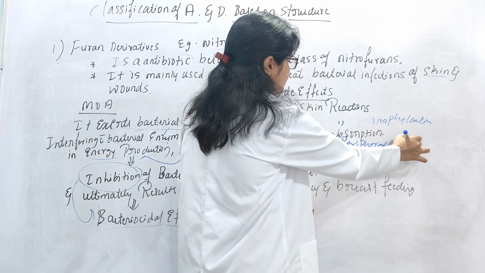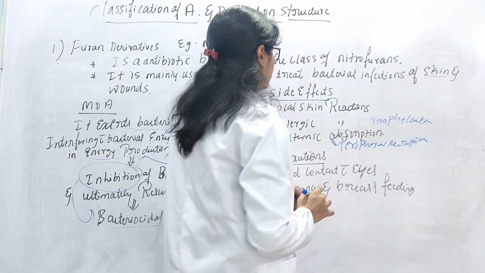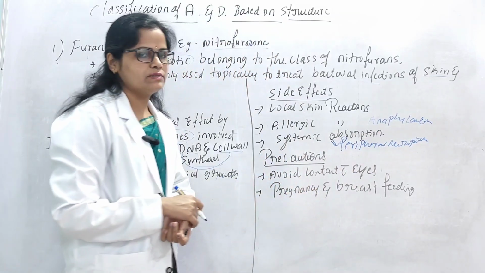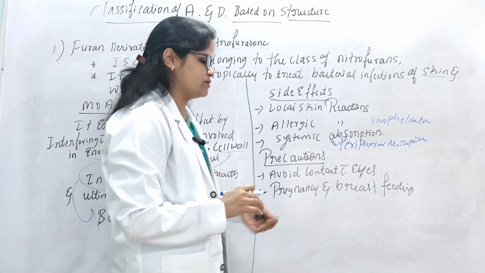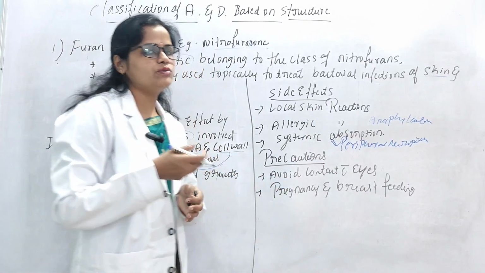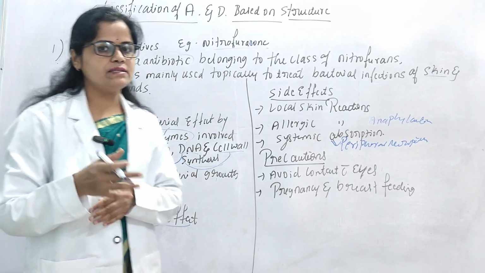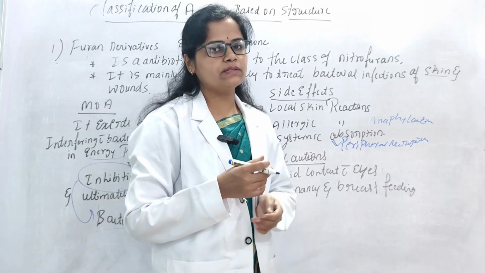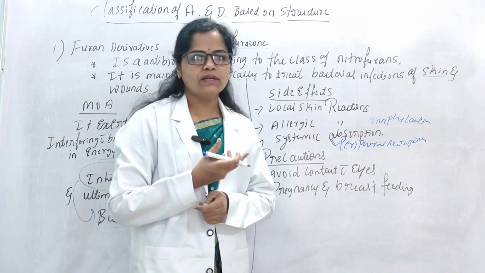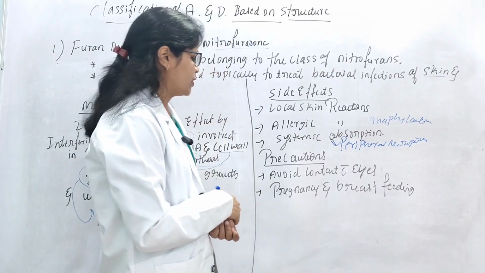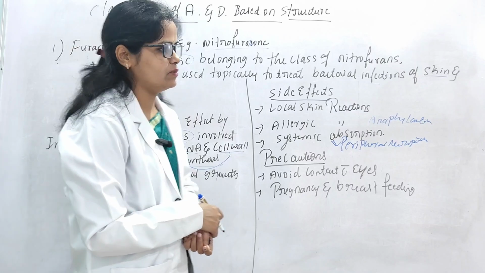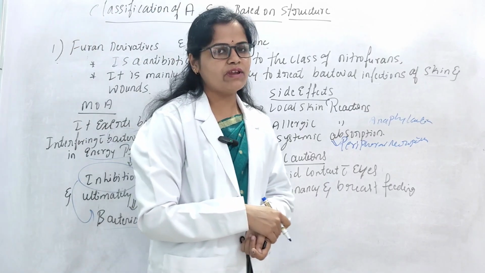Peripheral neuropathy. Okay, these are the common side effects of nitrofurans. So next are the precautions to take while using these nitrofurans. You should take certain precautions, otherwise it may cause other skin damage or other organs may go into damage. Here the precautions are: avoid contact with the eyes. Okay, eyes, as you know, are a very sensitive part.